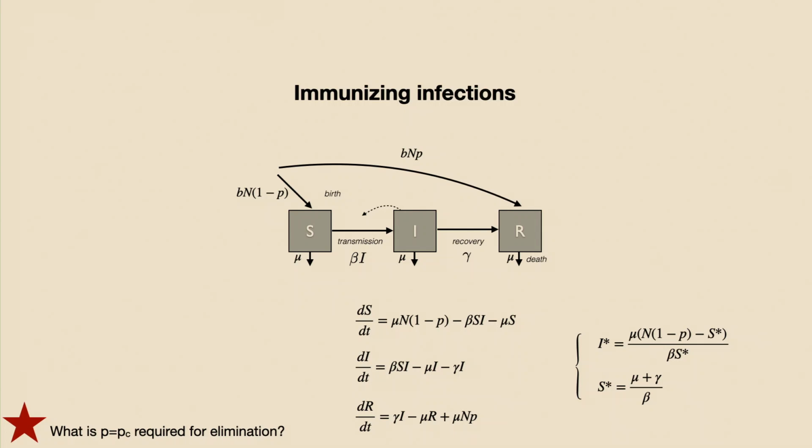But we must rally. For the infection to be eliminated, right? That means that I star is equal to what? Exactly. Yes? So we can work through what happens when I star is 0 to figure out what that vaccination proportion needs to be. This is okay?